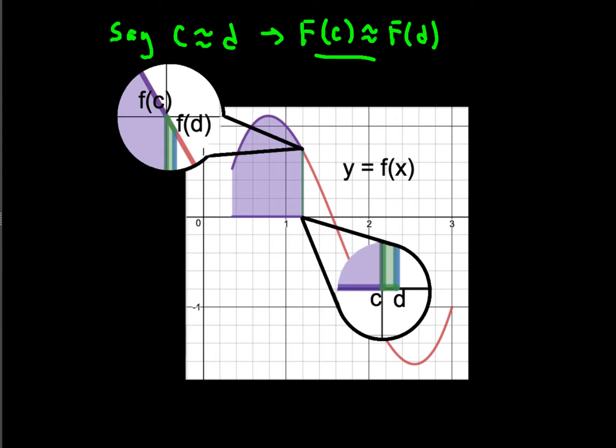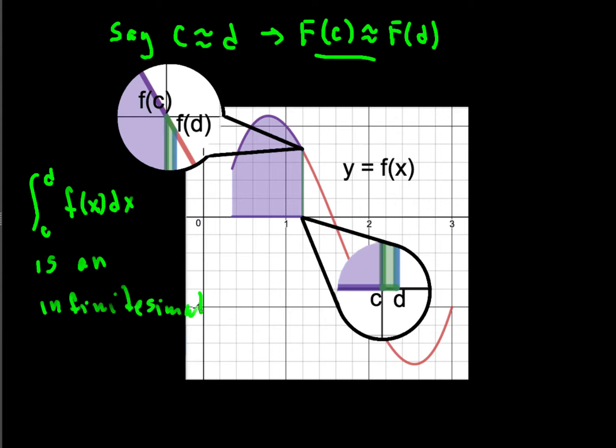Why should that be? Well, because f is continuous, and so f of c is infinitesimally close to f of d. So this green region here would be the integral from c to d of f of x dx. And since it has an infinitely small base and the difference in height is infinitely small, this itself would also be an infinitesimal, right? And why is that important?